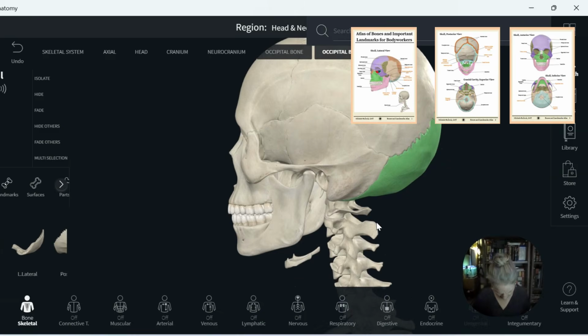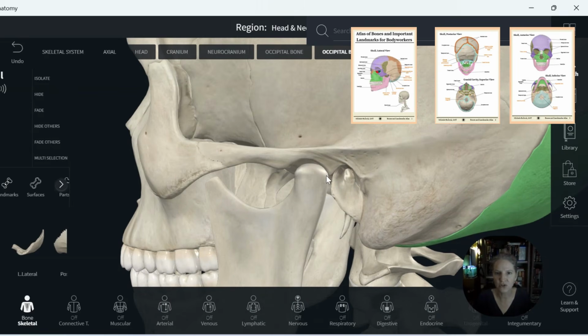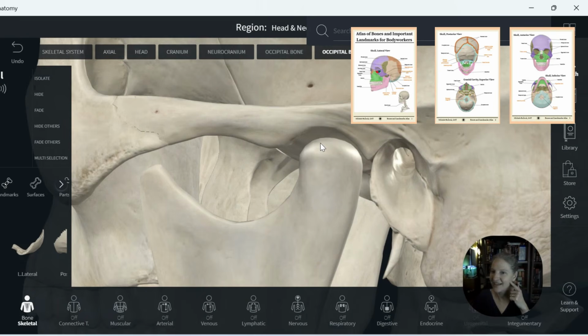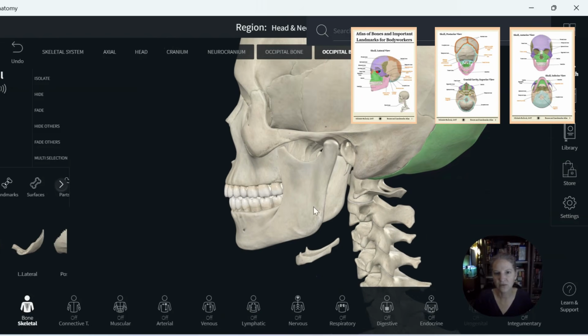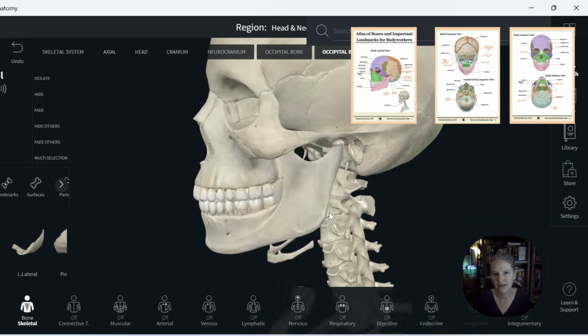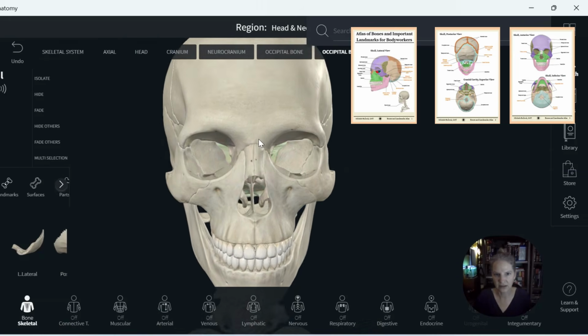Now let me see, did I hit all of them? I did. Condylar process, right there. And the temporomandibular joint is where the temporal bone and the mandible join together. That's the temporomandibular joint at that spot right there. Ramus of the mandible, right there. Those are the important things for you to know regarding the skull.